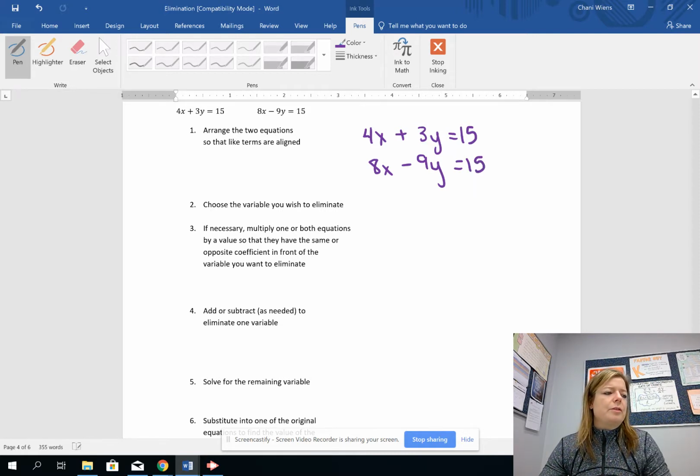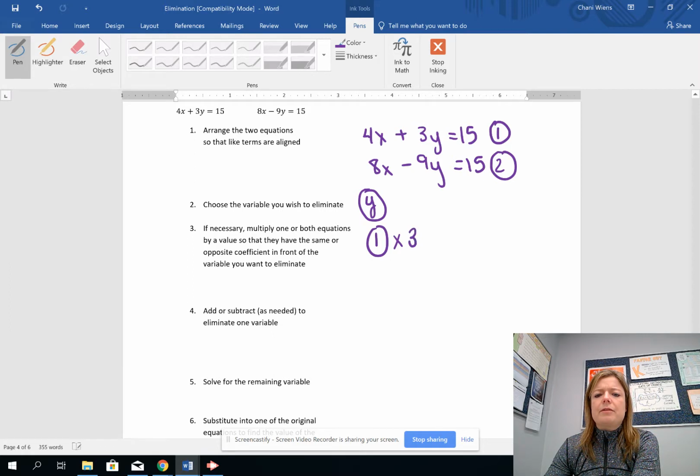Now you want to choose the variable which you want to eliminate. Okay, so in this case, it'd be relatively easy to eliminate x or y, so you need to make a choice. I'm going to choose to eliminate y since one is already positive and one is negative. Okay, so now if it's necessary, you multiply one or both of the equations so that they have the same or opposite coefficient in front of the variable we wish to eliminate. So I want to eliminate y, so I want the coefficients to both be 9. So I want this one to be positive 9 and this one to be negative 9. So if this is equation 1 and this is equation 2, I'm taking equation 1 and multiplying it by positive 3. So that gives me 12x plus 9y equals 45.